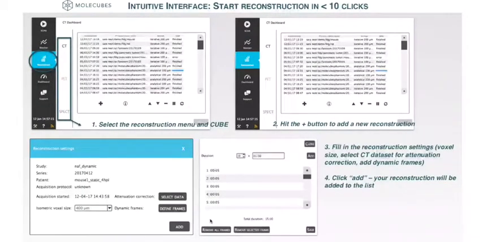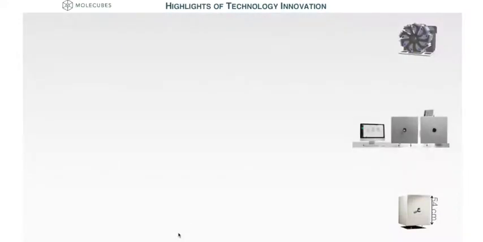Also, reconstruction is made very simple and intuitive and can also be started in less than 10 clicks. So first you select the cube, then you hit the plus button, and then you will see a list of all your acquisitions. And then for PET, you can choose the voxel size, you can select the CT dataset for attenuation correction, and you can define your frames. Then you just click add and your reconstructions will be added to the list.